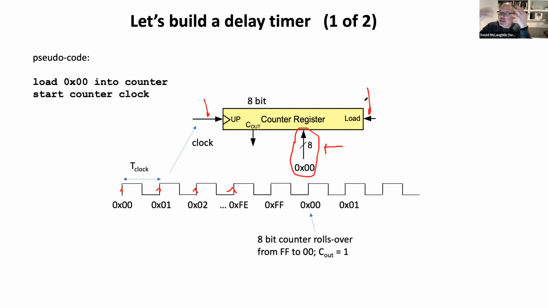And then what happens when it reaches the top? When an 8-bit counter goes all the way up, it counts 249, 250, 251, 252, 253, 254, 255. What happens next? Does it blow up and melt down? No, it goes back to 0.